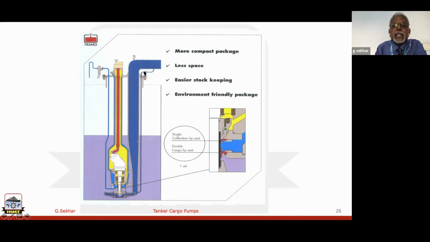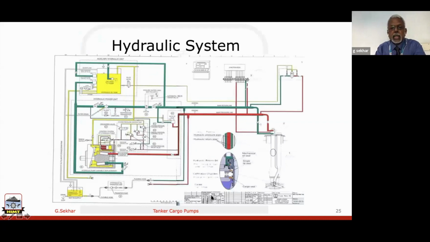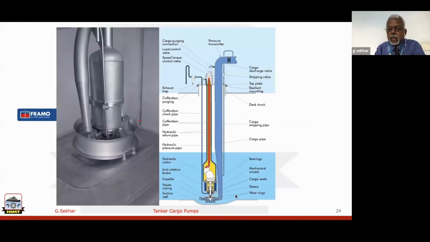And since this valve is open, it will come after the valve and it will get emptied out. Now this is what we call stripping. So this is the arrangement, and you can have a look at the necessary bearings and mechanical oil seals, all those things we are having.